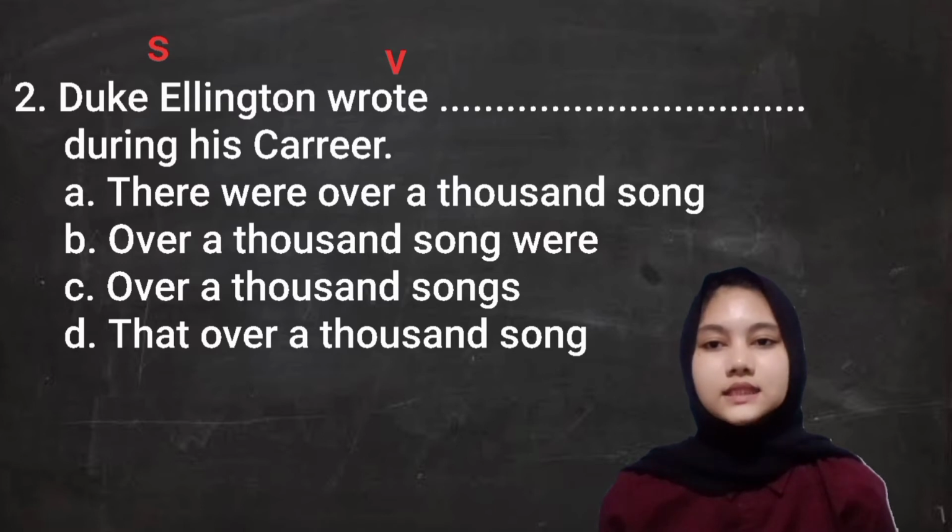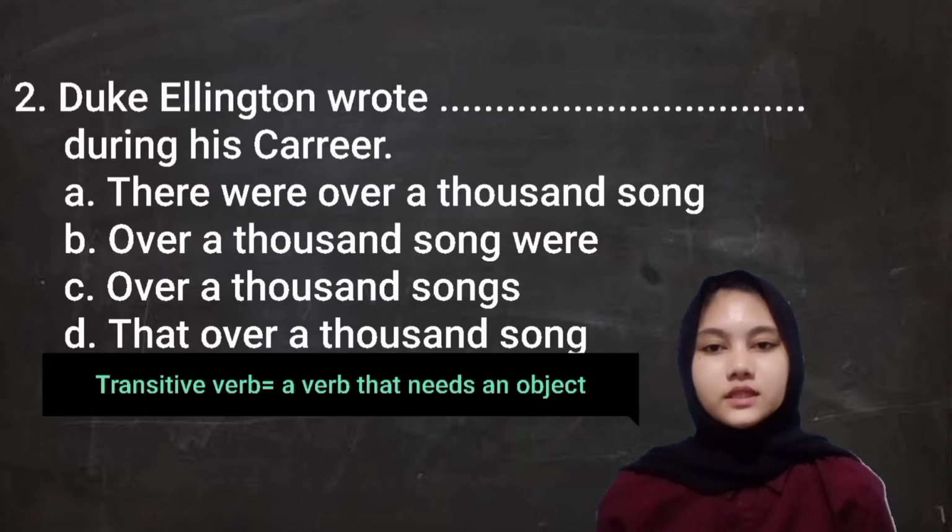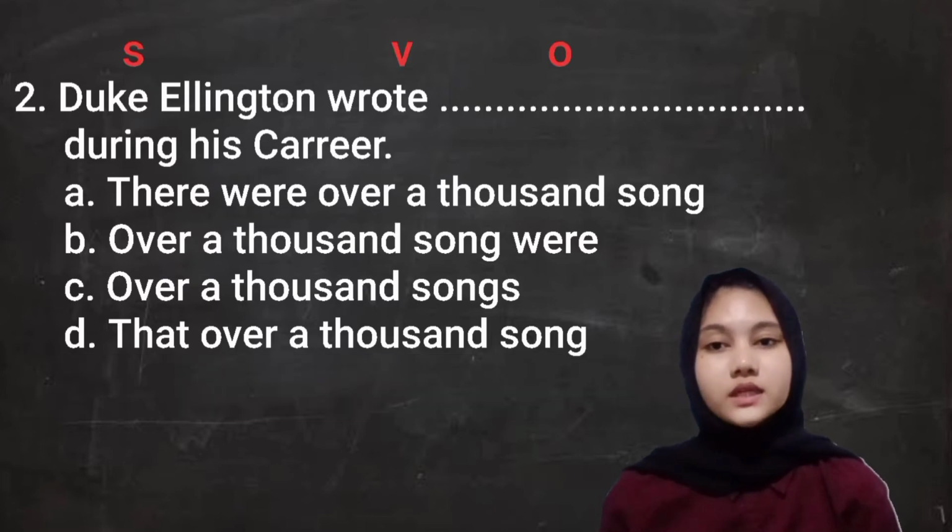If we look at the context of this sentence, wrote is a transitive verb. What is a transitive verb? A transitive verb is a verb that needs an object. So we need an object after wrote. During his career is a prepositional phrase that serves as an adverb.